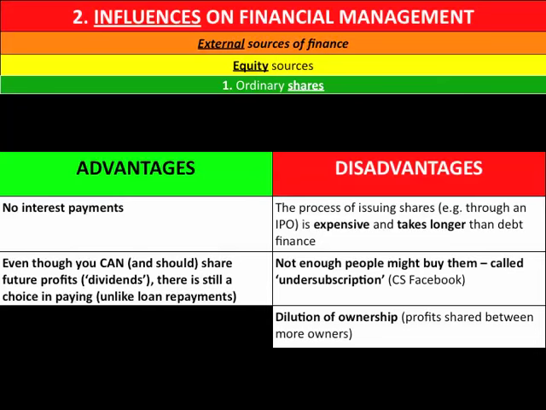The disadvantages: obviously the process is pretty difficult. Say an IPO, an initial public offering, which we're going to look at in a sec, is very, very expensive. You've got to have a prospectus, and so on. It also takes longer than debt finance. Often you can get debt finance very, very quickly, especially if you have a good relationship with a bank or with a firm that can hook you up with it, like Macquarie Bank.